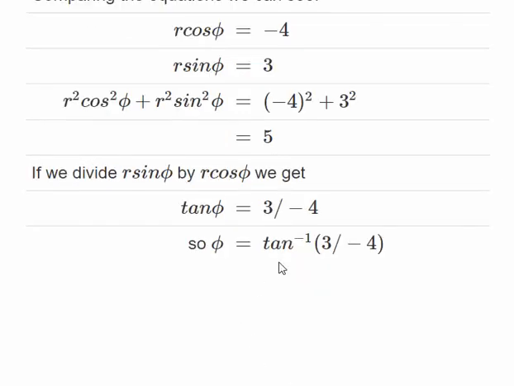Before we use the calculator, let's look at what this angle actually is. It's going to be 3 in the y direction and minus 4 in the x direction. So we're expecting an angle of greater than 90 and less than 180.